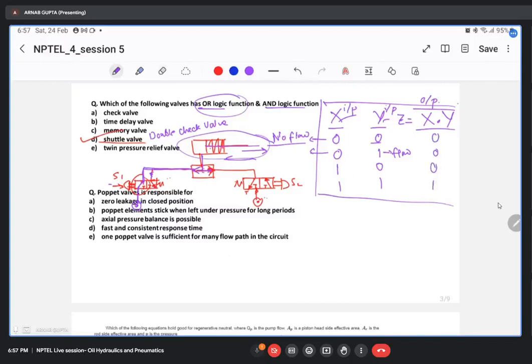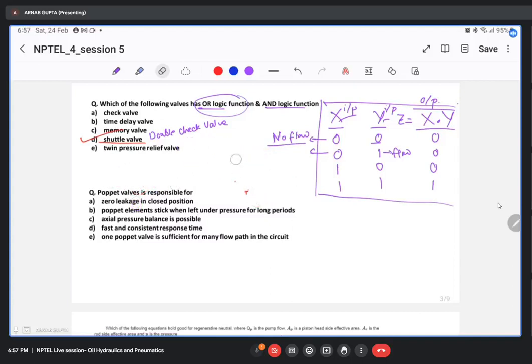So if you want to realize this in any pneumatic or hydraulic circuit, how will it look like? First of all, the first question is which of the following valves manifests this particular thing? Anyone? Check valve, time delay valve, memory valve, shuttle valve. We already discussed it. Used to realize the OR function. So the answer is twin pressure relief valve.